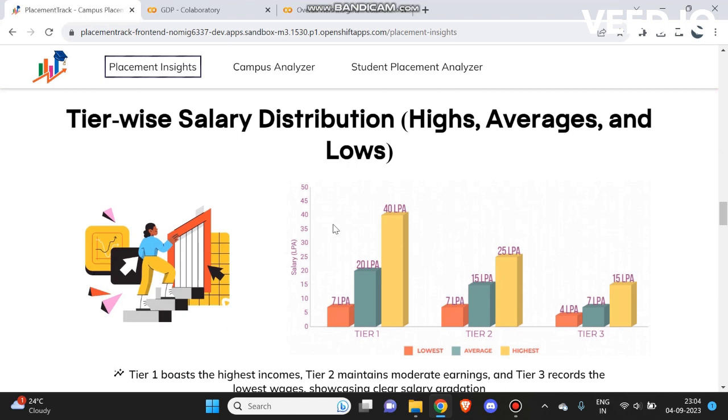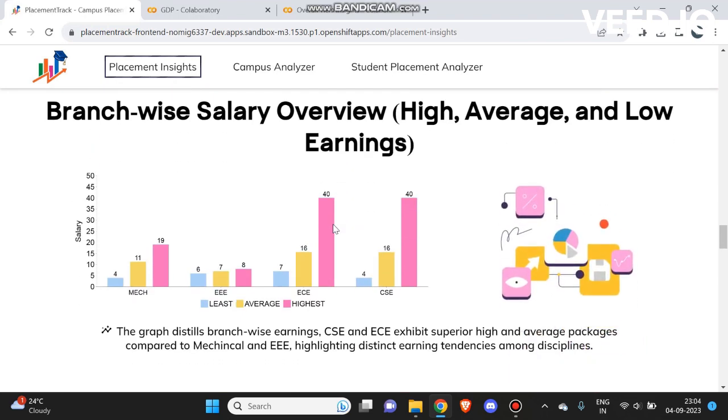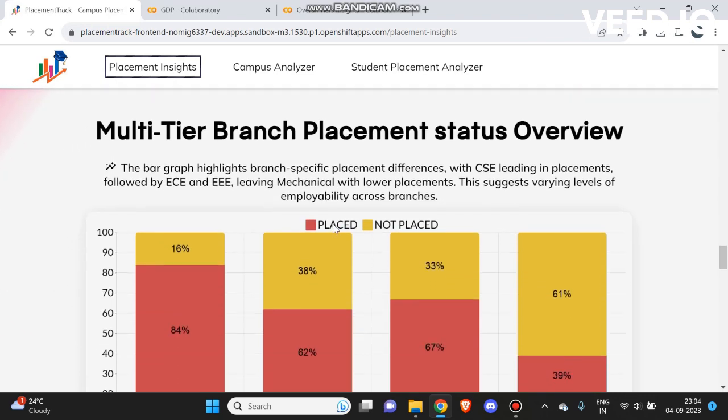So it gives us the highest, average and lowest salary in each tier. And then in the previous graph we observed the highest, lowest, and average salary tier wise. Here we can see branch wise what the highest, lowest, and average salary is.